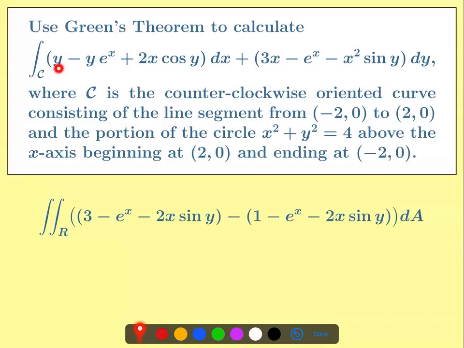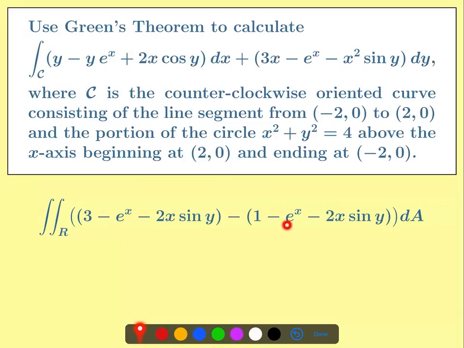We're going to get a 1 minus e to the x. Derivative with respect to y will be minus sine y times a 2x. Okay, so we have 1 minus e to the x minus 2x sine y. So that's what's inside the integrand of this double integral. And let's go ahead and look at what that gives us.